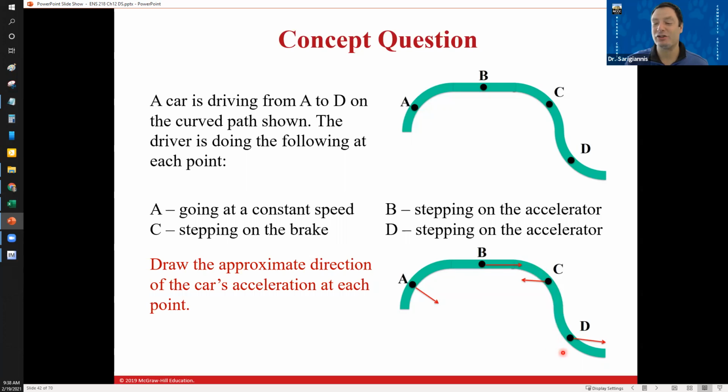And then D, you're stepping on the accelerator as you're going around a curve. So now you've got your normal component this way. You're accelerating instantaneously in this tangential direction. So your resultant is somewhere in between. All right, any questions about these? I think this was fairly straightforward, and if you don't get it at first, once you see the answer, it's like, oh yeah, I see what happened.